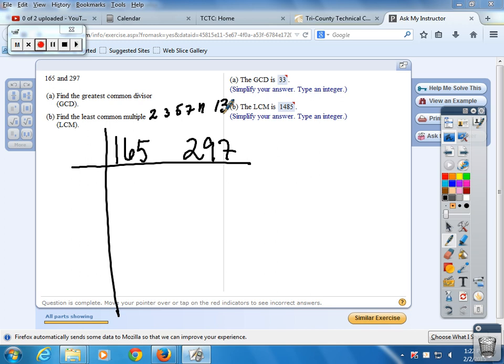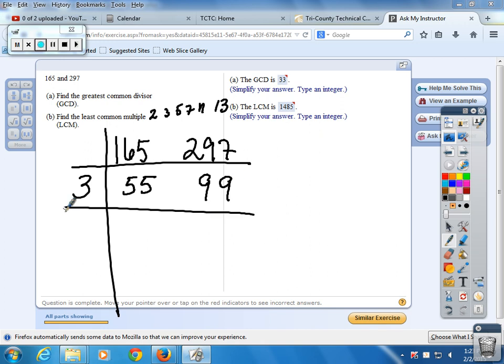So the first thing I'm thinking of is maybe a 3, because of 15 and 27. So let's go with a 3. 3 will go into 16 5 times, leaving 1. That'd be 15, which would be 5. 3 will go into 29 9 times. That'll leave 27, so that's 9.